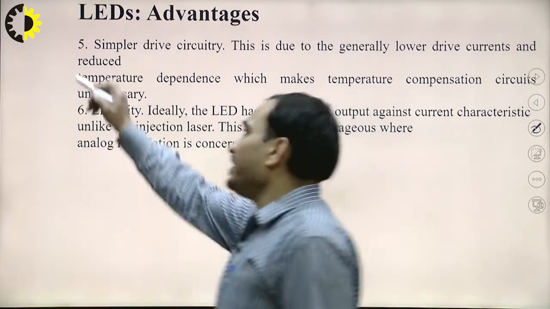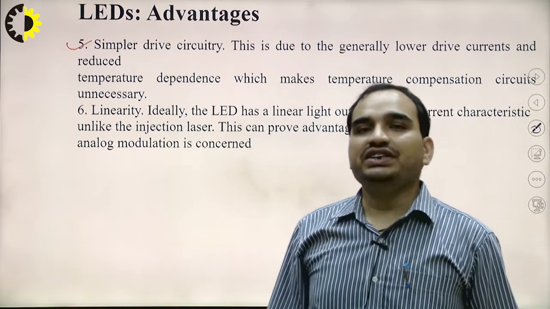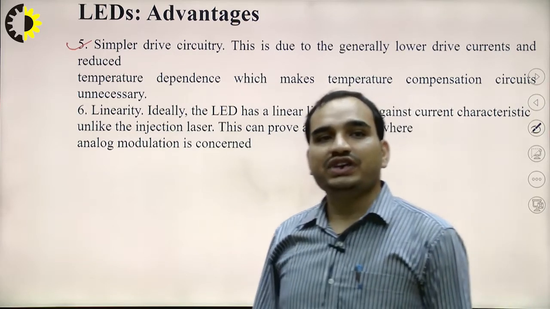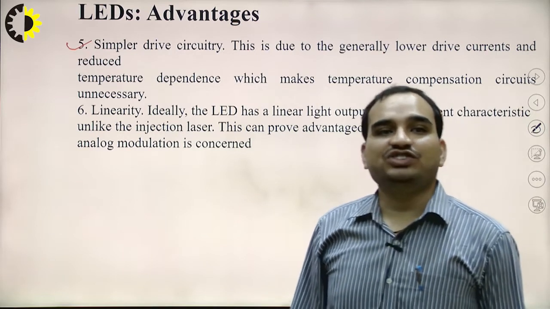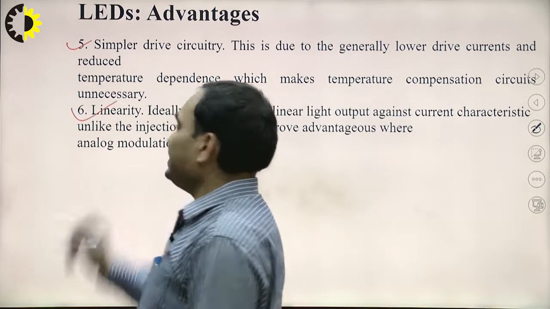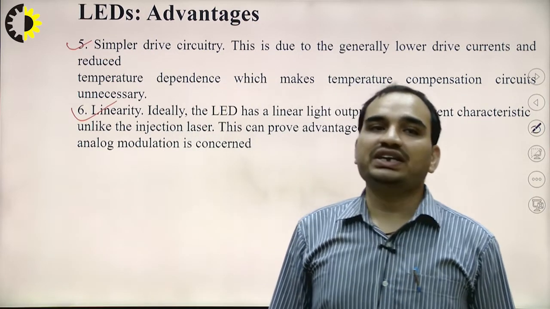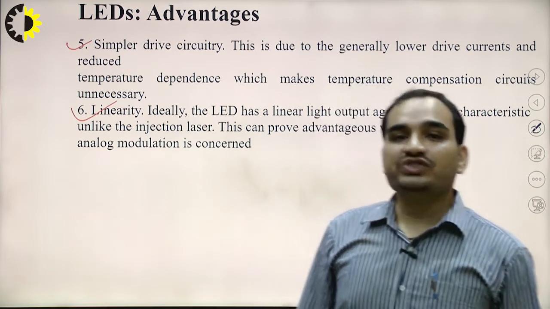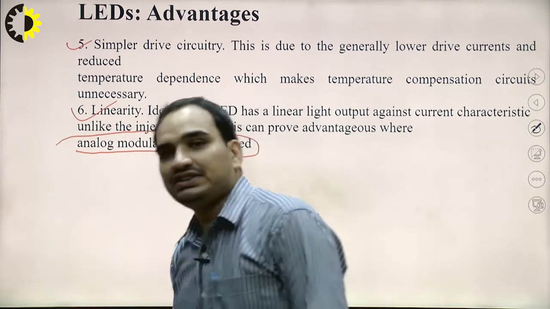The fifth advantage is simpler drive circuitry. The drive circuitry which we need is very simple, due to the generally lower drive current and reduced temperature dependence, which makes the temperature compensation circuits unnecessary. The sixth one is the linearity. Ideally the LED has a linear light output against current characteristic, unlike the injection laser. This proves advantageous as far as analog modulation is concerned.